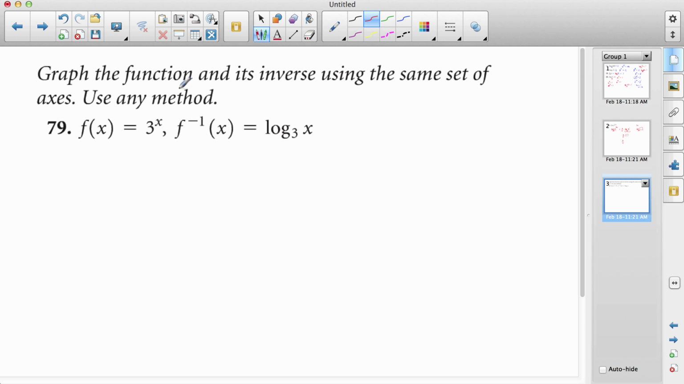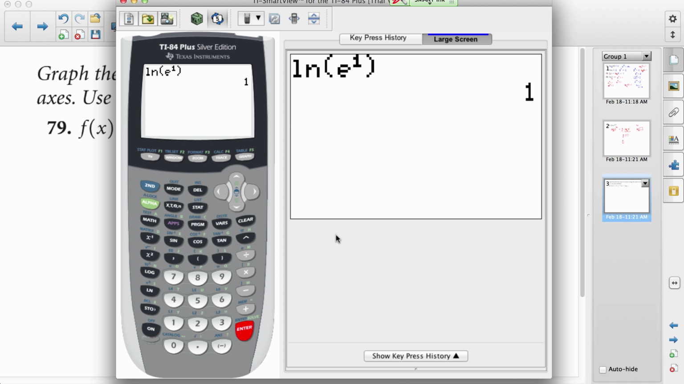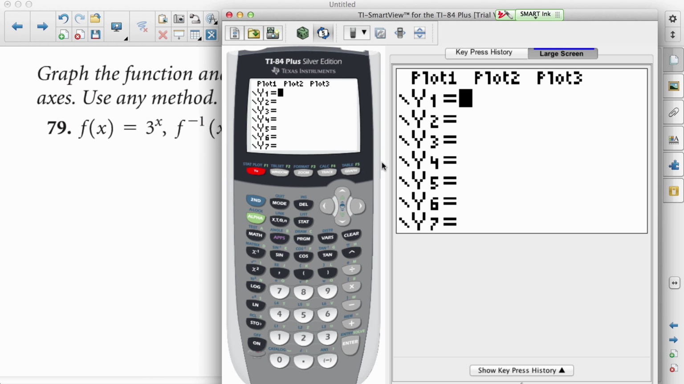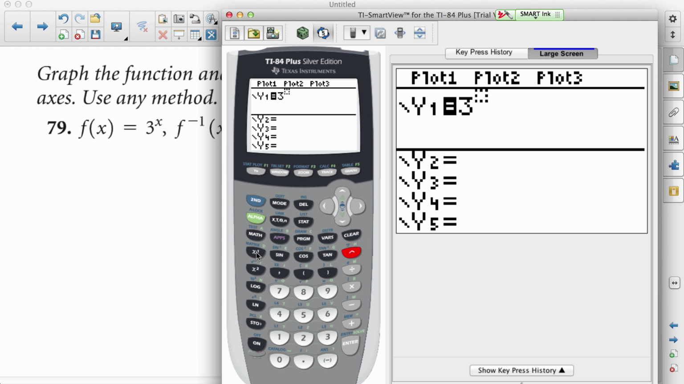Last question is a graphing one. Graph the function and its inverse. Use any method. Ooh, I might just use my calculator. Here's my calculator right here. So I want to graph something. So y equals, what am I supposed to graph now? 3 to the x. So 3 to the x. Where's my x? Right there. Okay, graph.